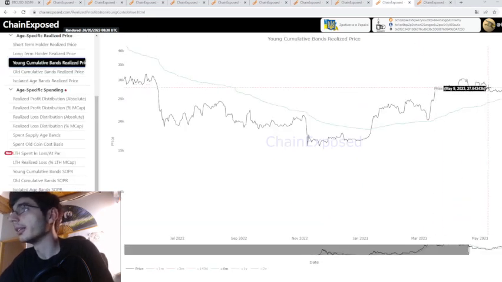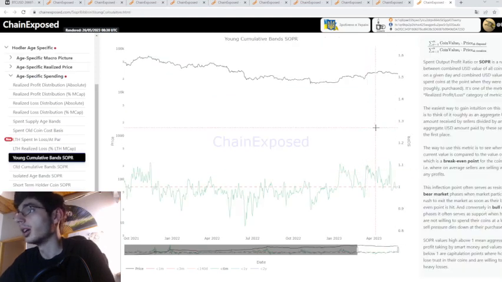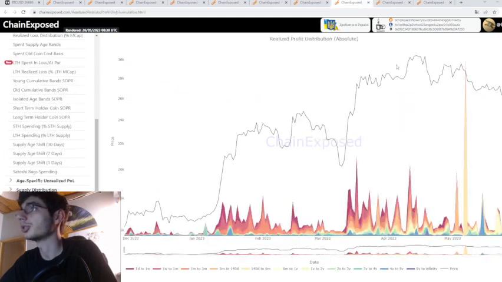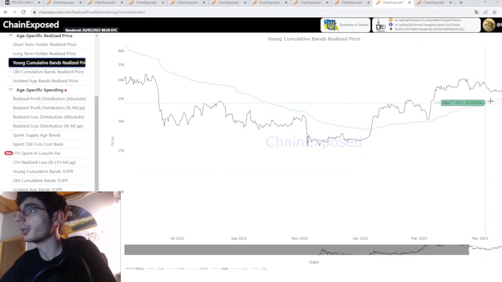So, the young cumulative bands realized price here demonstrates that 6 month or less holders have their realized price, the cost basis, at 25k, so that will be another support for the price. You see right here, we did in fact do the same as the short-term holder realized price, and we are at a support. So we have realized profit, and these 6 month or less holders are also Ambax and so on. So we know that the Ambax as well are in this category right here.